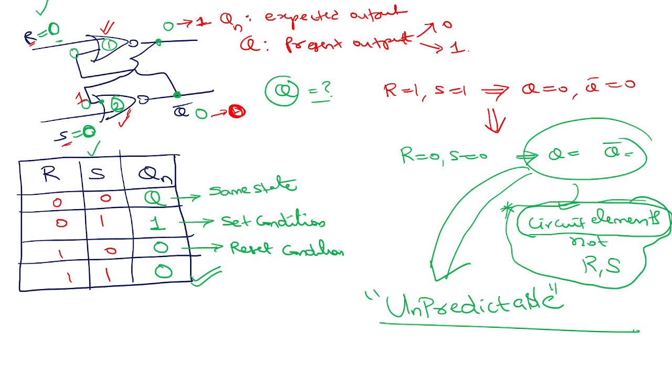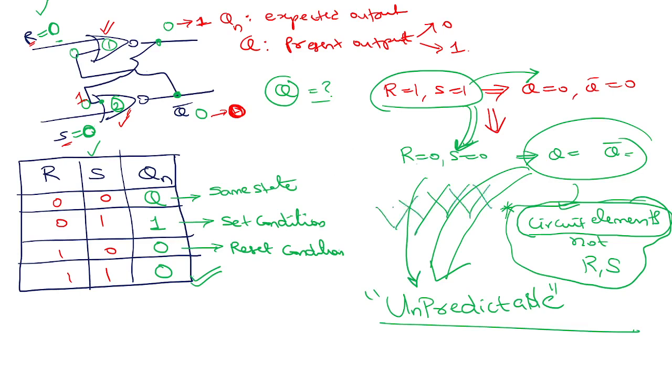Predictable system, right? That's why R equal to 1, S equal to 1 is not a problem by itself. But immediately after that, if you make R equal to 0 and S equal to 0, you tend to push the system towards the unpredictable zone, which is not recommended as a systems engineer. Anybody should not do that. A reliable system cannot be done like that.